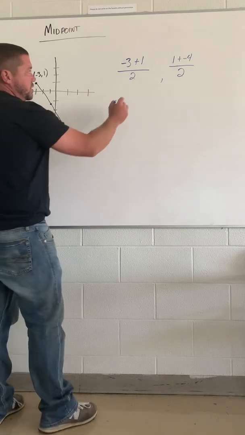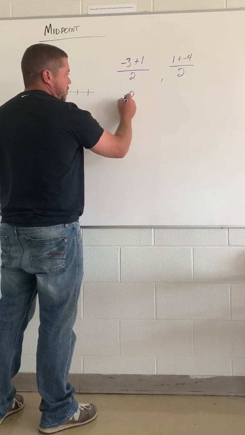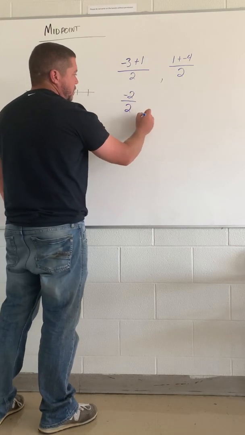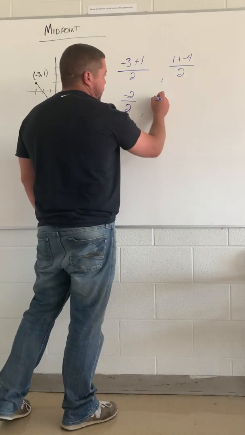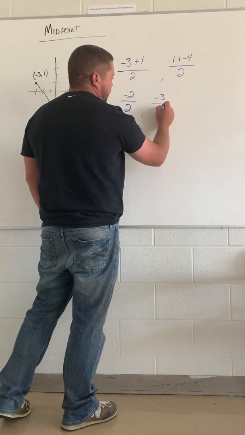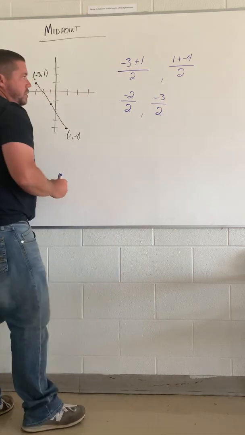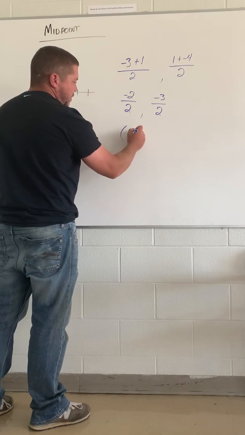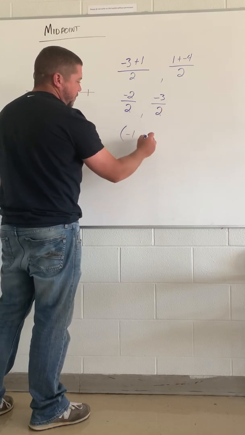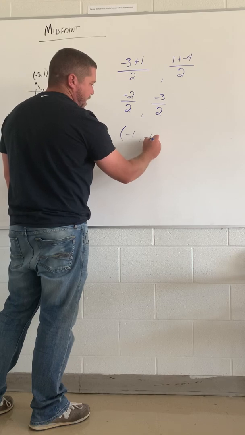-3 plus 1 is going to give me -2 divided by 2. And 1 plus -4 is -3 divided by 2. -2 divided by 2 is -1. And -3 divided by 2 is -1.5.